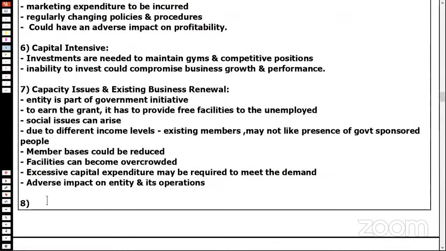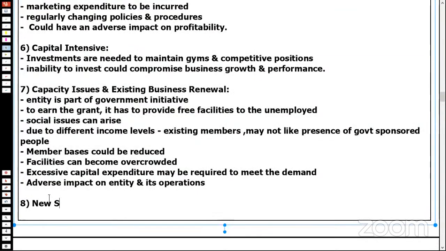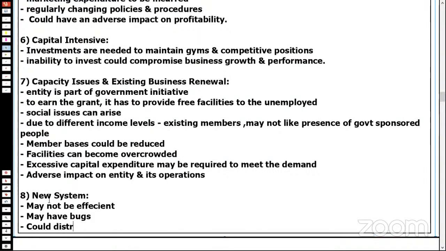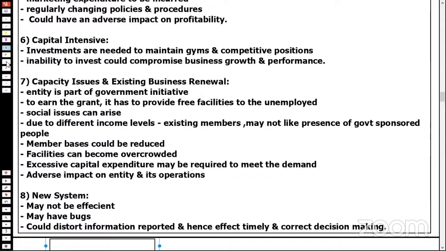Now see, what happens is there could only be one issue with respect to the new system, which could have an adverse impact on the business, which is that it may not be efficient, may have bugs, could distort the information reported, and hence affect timely and correct decision making. So that is something that could happen because of this new system, and that is one of the business risks of this new system, these are the issues that can arise.